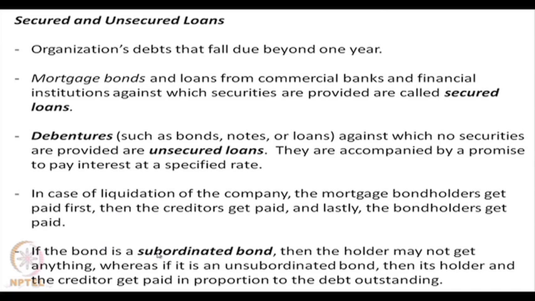If the bond is a subordinated bond, then the holder may not get anything at all, whereas if it is an unsubordinated bond, then the holder of such an unsubordinated bond and the creditor get paid in proportion to the debt outstanding. So, these are some details about secured and unsecured loans.